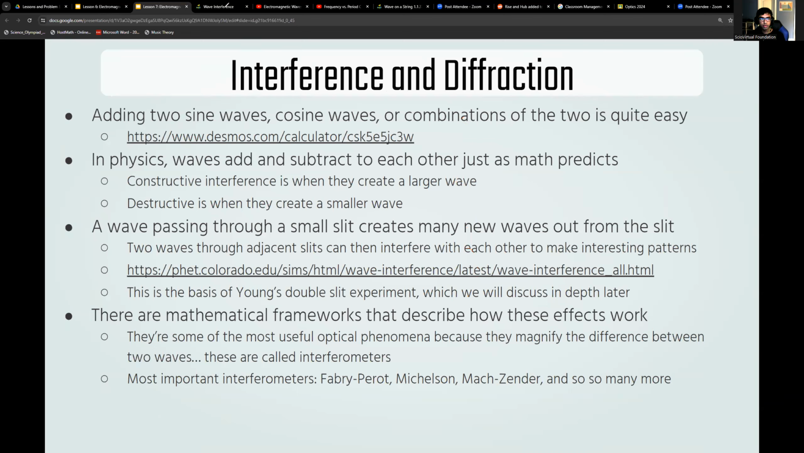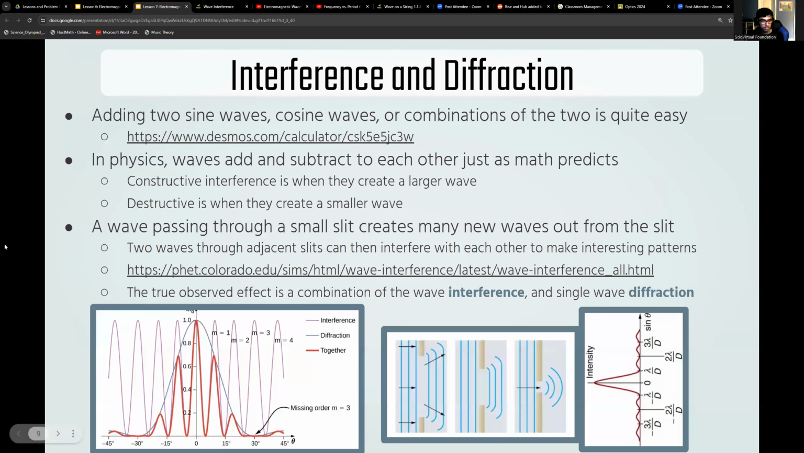What's important to remember is that, I forgot to mention this on the previous slide, what we observe in our double slit on the left, that deep red wave, is going to be a combination of our interference effects and our diffraction effects. Both of them are contributing here.